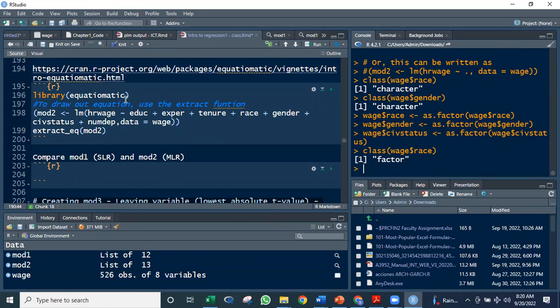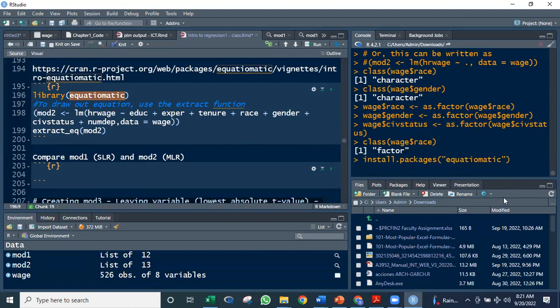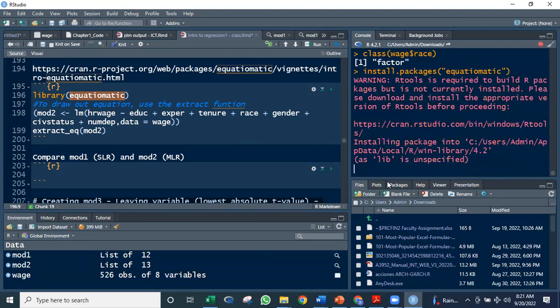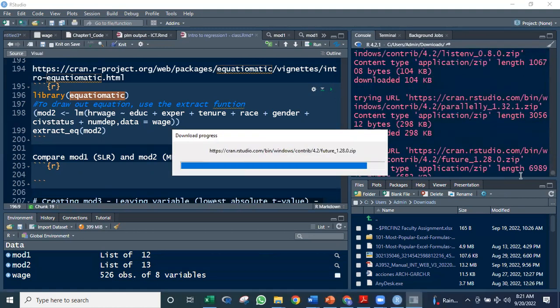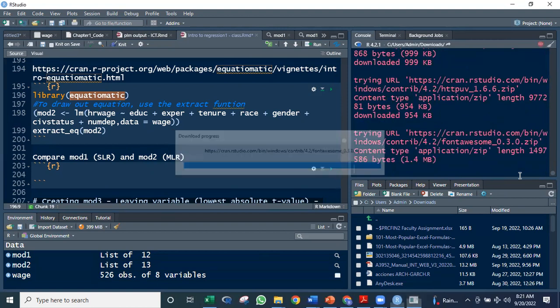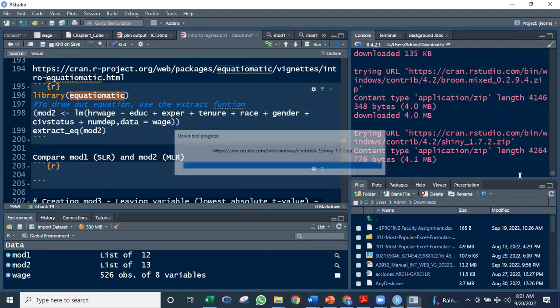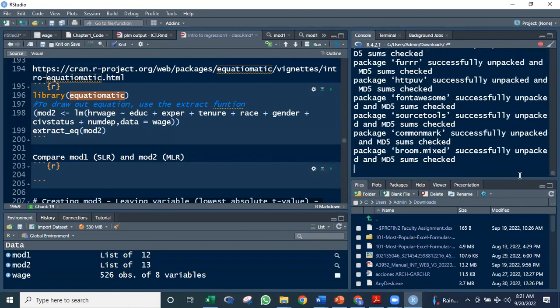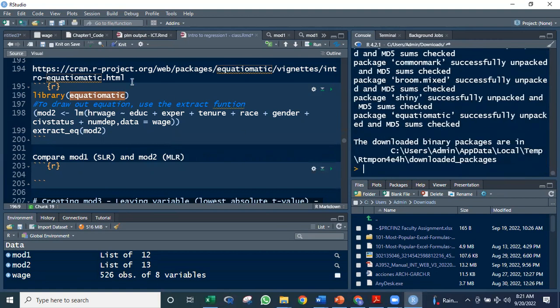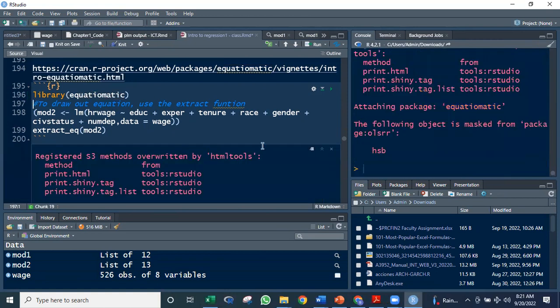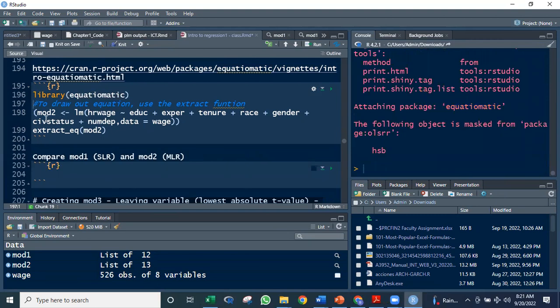By the way, there's this equatiomatic package. So let's kindly install that, please. Install that package. Let me install that again because this is a new version of R and RStudio. And then you can refer to this site here as to what the equatiomatic function can do, and then let me require the library. Then let's run this.